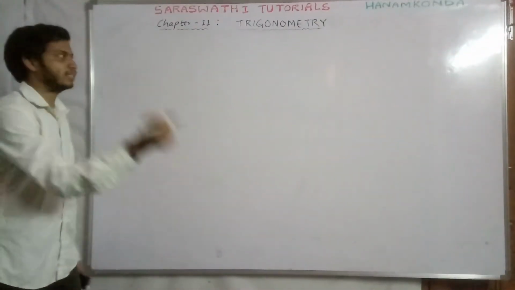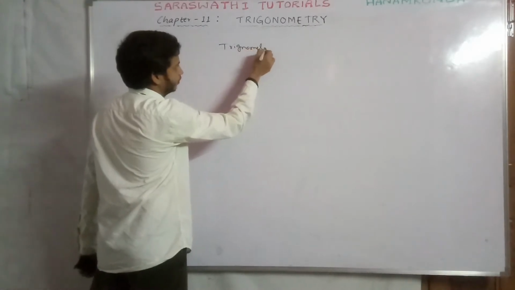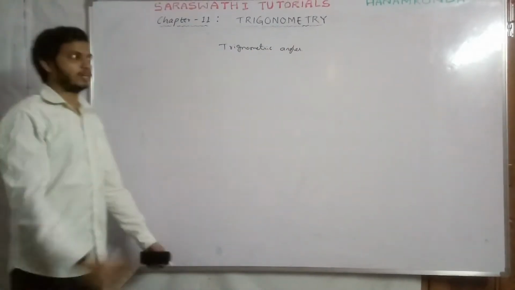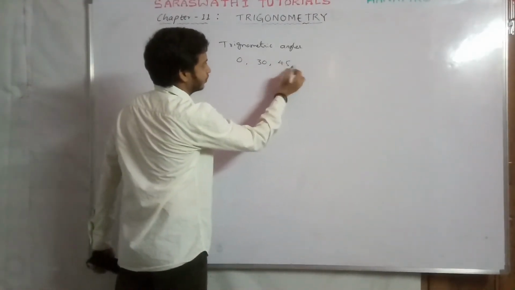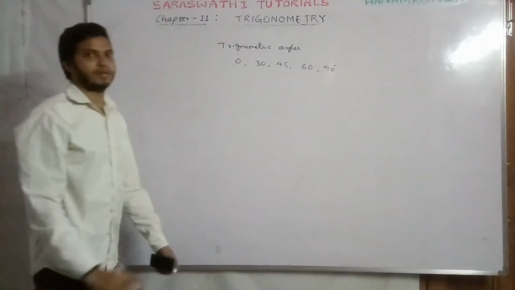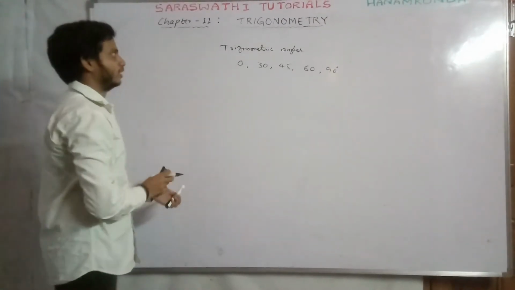So the next topic is trigonometric angles. The most commonly used trigonometric angles are 0, 30 degrees, 45 degrees, 60 degrees, and 90 degrees. So these are the most commonly used trigonometric angles. Okay, so let us discuss the trigonometric table.